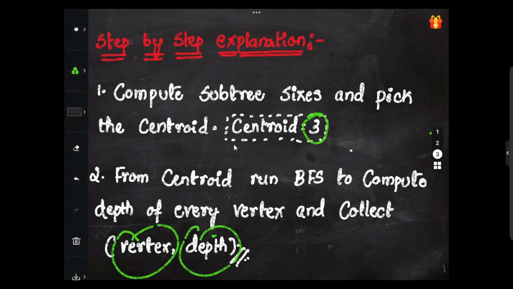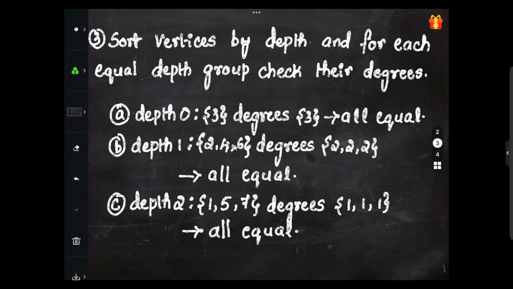Now the third point is, we have to sort the vertices by depth, and for each equal depth group, check their degrees. For depth 0, we have 3, all are equal. For depth 1, we will be going with 2 4 6. In this case the degrees are 2, 2 and 2. Here then also all are equal.